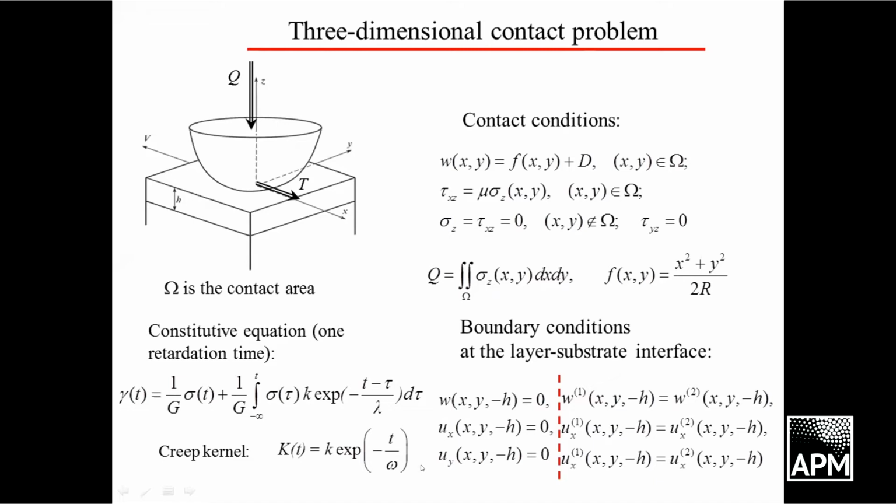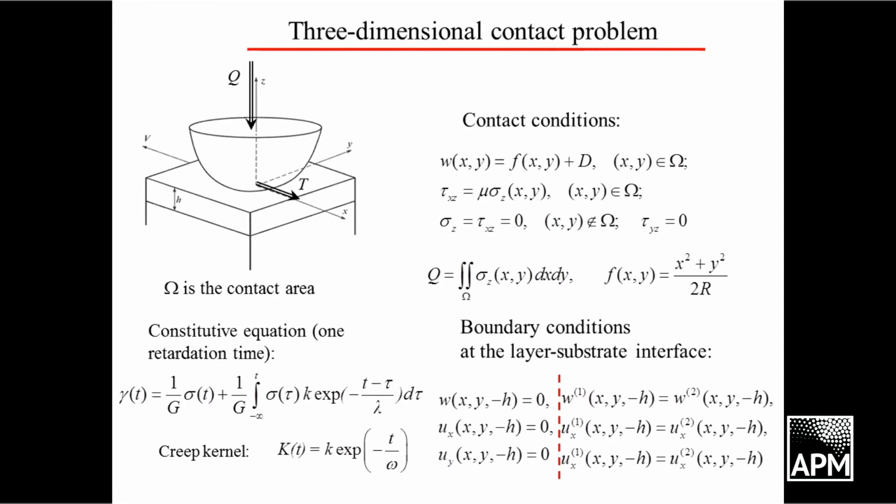Then the boundary conditions at the layer-substrate interface. You see, if we consider an elastic layer and an elastic subspace, then it is no problem to consider the full contact problem. But in the case of viscoelastic material, if we have viscoelastic material here or here, this problem is very complicated, and just now we cannot solve the problem.